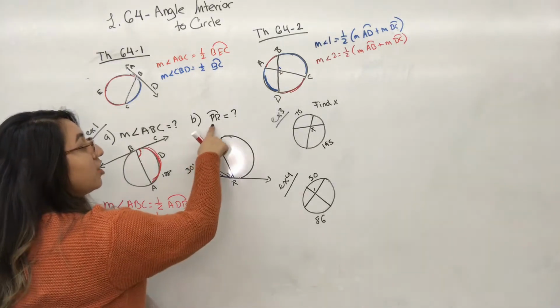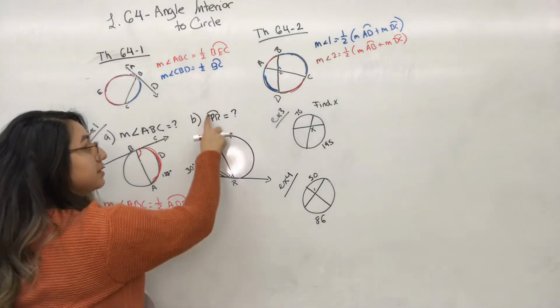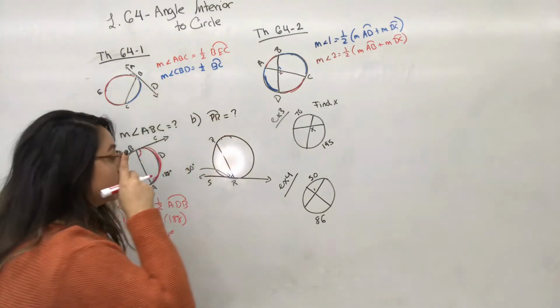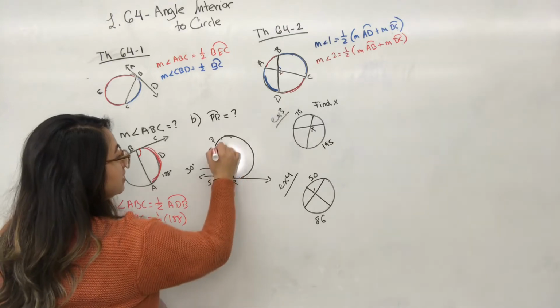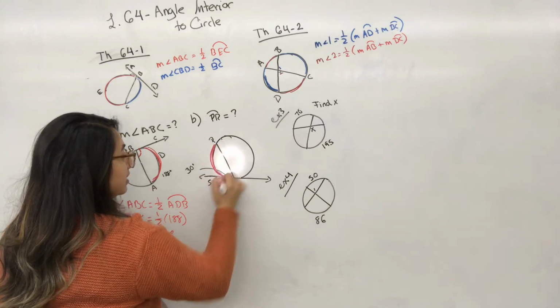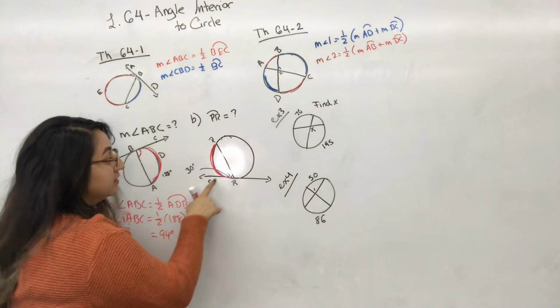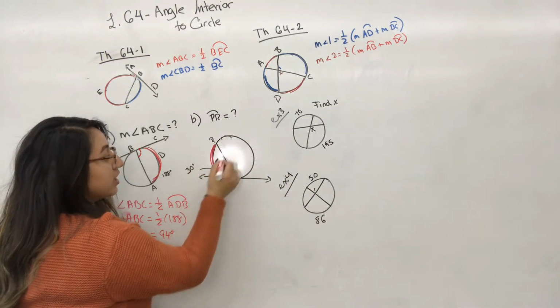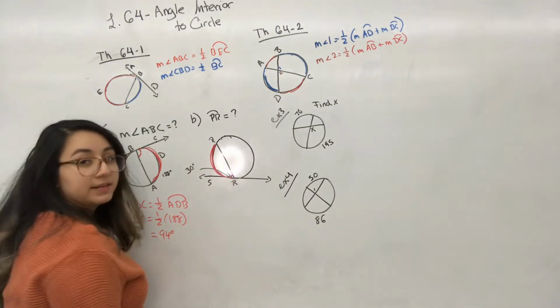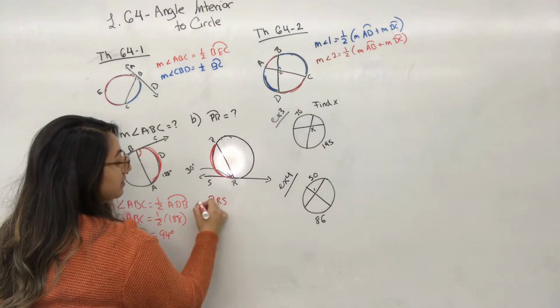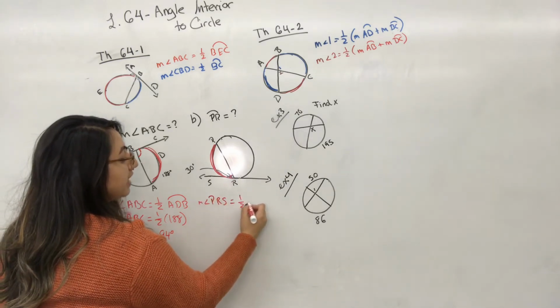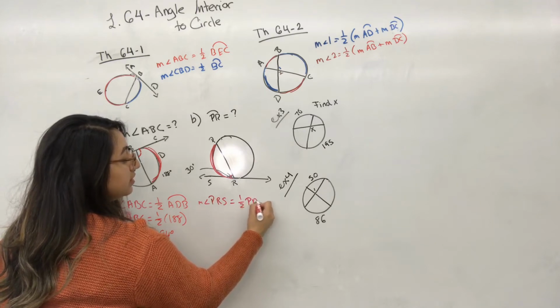B. Find the arc. Now we're looking for arcs. Remember, that little curve on top signifies arc. Here, we have a measurement of the angle, and we're trying to find PR. It's this arc right here. We know that arc is connected to this angle right here. If we were to write the equation, the measure of angle PRS is equal to half the size of PR.